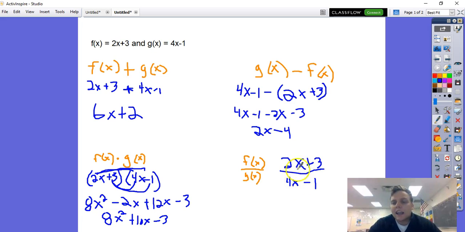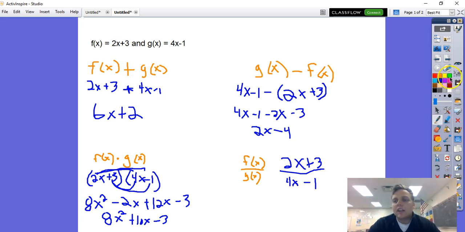You cannot cancel out the x's. In order to cancel something out on top and bottom, it has to be in everything on top and in everything in the bottom. So you cannot cancel out these x's, okay? You cannot cancel out the 2 and the 4, because does the 3 have a 2 inside of it? No. Does the 1 have a 2 inside of it? No. So you cannot cancel unless everything has it inside of it. That's kind of like multiplication, all right?